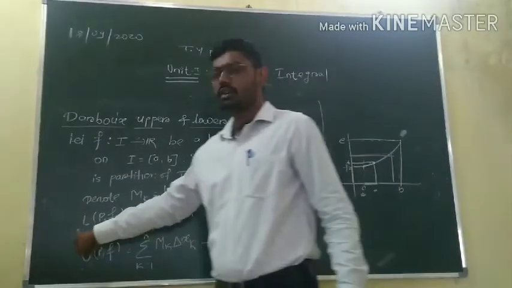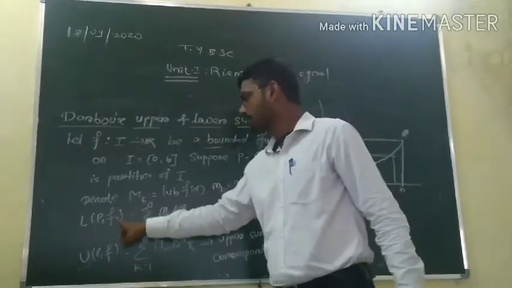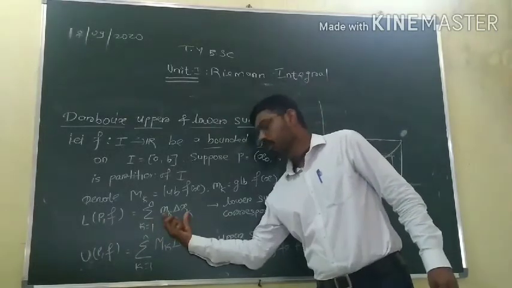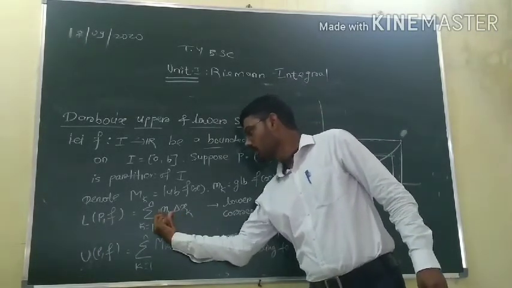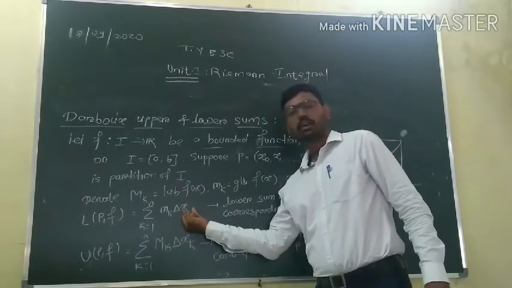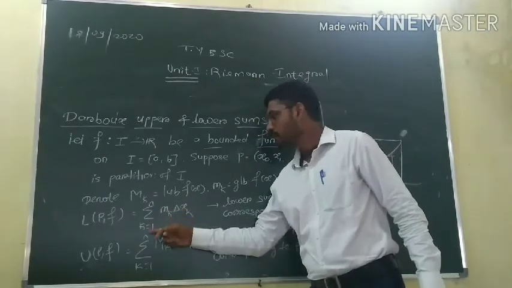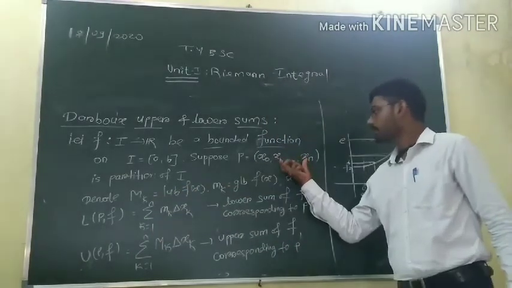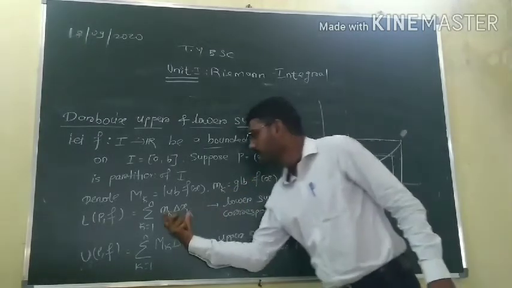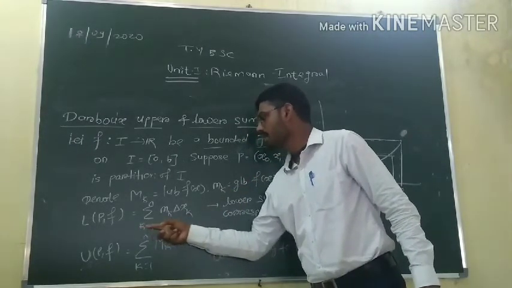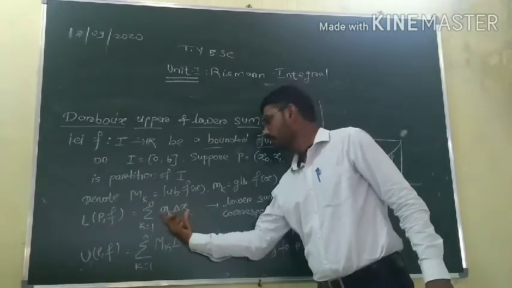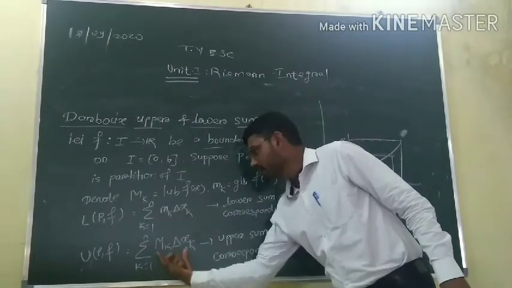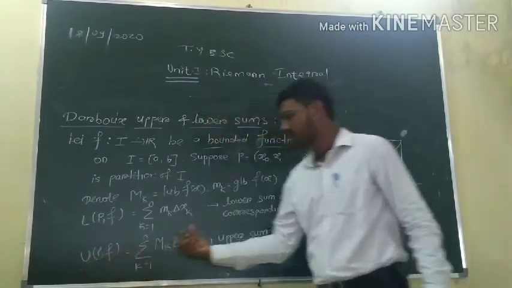Then we denote the lower sum of function f corresponding to partition P as the sum of the product of the greatest lower bound and the length of the interval, and this sum varies from the first interval to the nth interval. That means as many intervals as there are in the partition, we take that many terms. So the sum varies from k equal to 1 to n, of mk times delta xk. Now if you replace this small m by capital M, this will become the upper sum. So what is the definition of the upper sum?